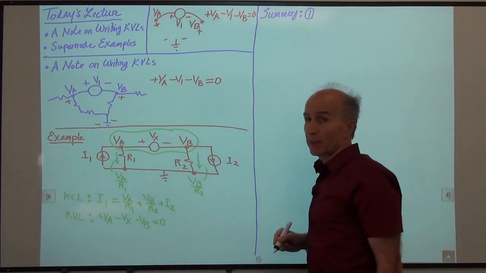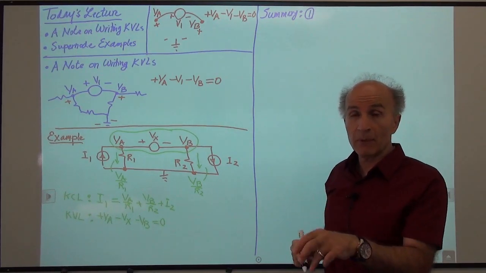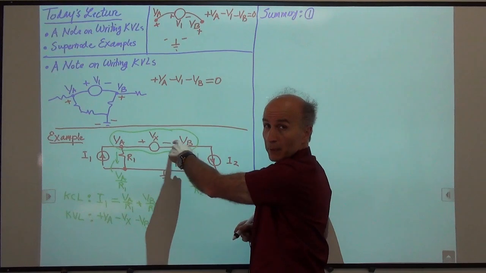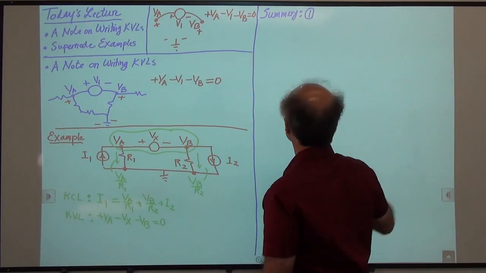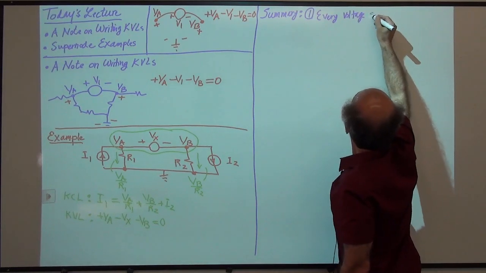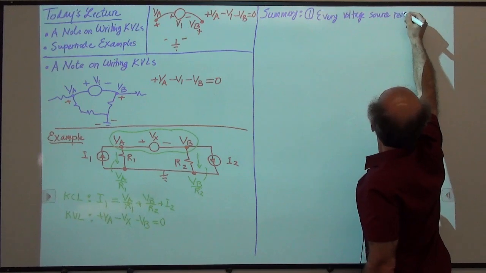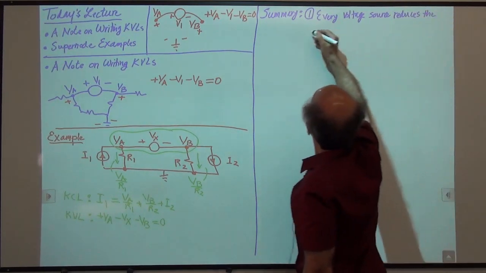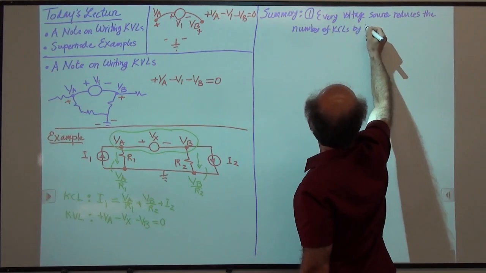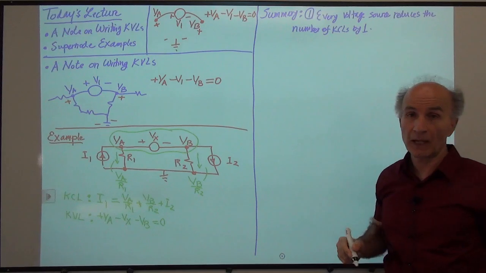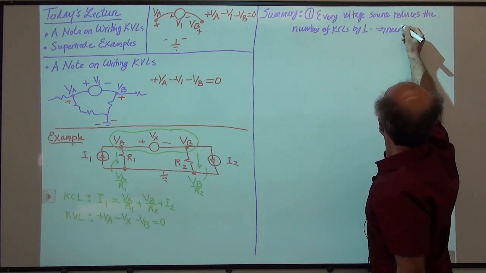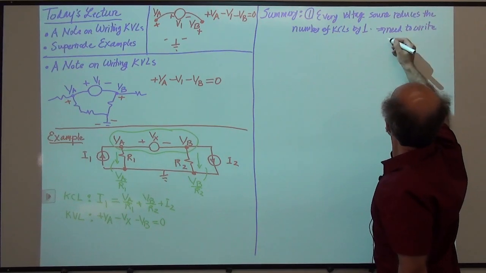There are two points here. Point number one, every voltage source that we have in the circuit eliminates one KCL, right? Because you see that here, I was supposed to write one KCL here, one KCL here, but because of the concept of supernode, I ended up writing only one KCL. So we say every voltage source reduces the number of KCLs by one. We have to remember that, right? So then we have to make up for that missing KCL by a KVL. So we need to write a KVL.